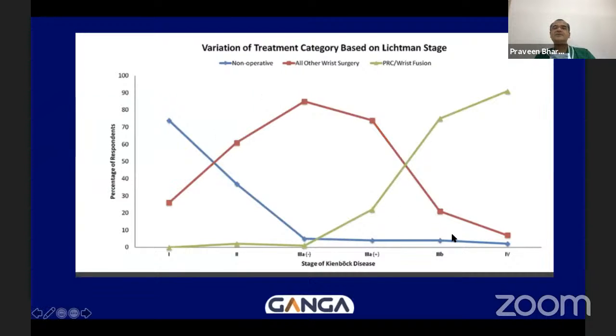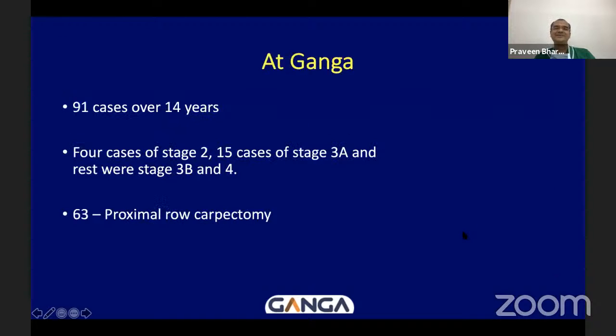And this is the kind of graph you would see about the options of treatment, and PRC remains the boss. In our practice, we have seen 91 cases of Kienböck's disease over 14 years, and not a surprise that almost 70% of them have undergone proximal row carpectomy.